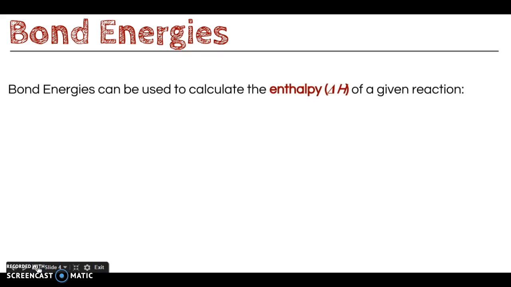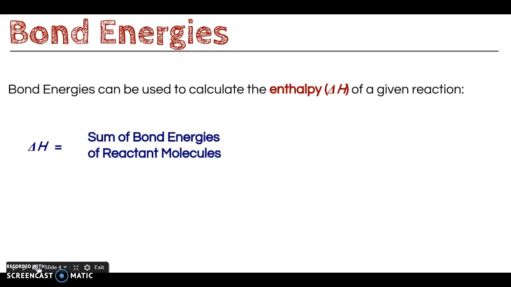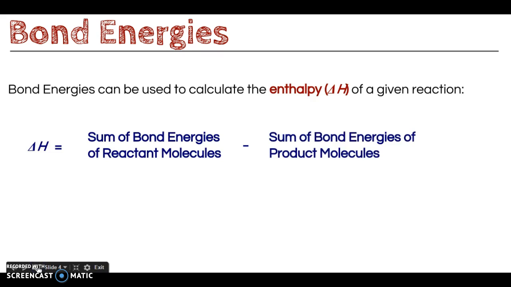So we can use bond energies to calculate our enthalpy of reaction, or delta H. This is just an alternate to using our standard enthalpies of formation that we've been using. This is just another method that will allow us to accomplish a similar task. It turns out that the enthalpy of a reaction can be calculated if we add up all of the bond energies of all the reactant molecules and we subtract all the bond energies of the product molecules. So I'm going to take you through an activity, a question that will help you practice doing that.